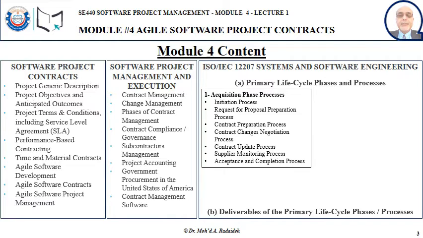Now back to the primary life cycle phases. The first phase is the acquisition, and it includes many processes such as the initiation process, request for proposal preparation process, contract preparation process, contract change negotiation process, contract update process, contract signature process, supplier monitoring process, acceptance and completion process, which shows us how to accept, or what makes us accept a contract or a project, etc., etc.